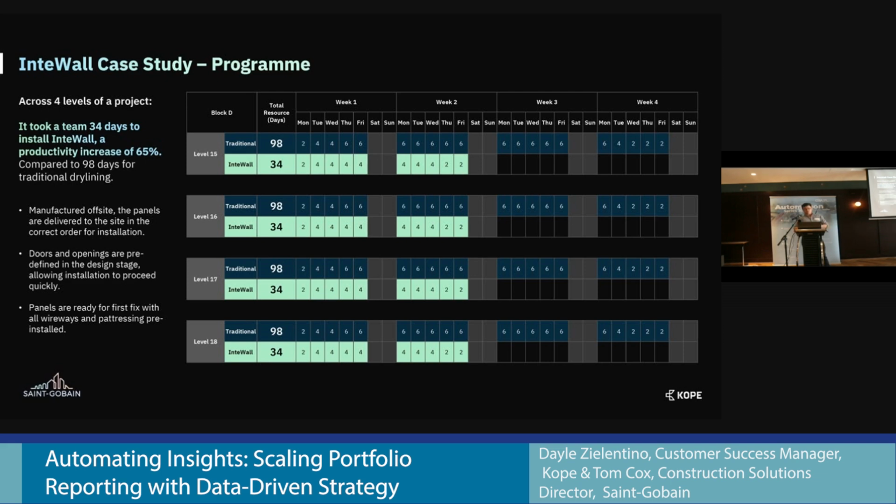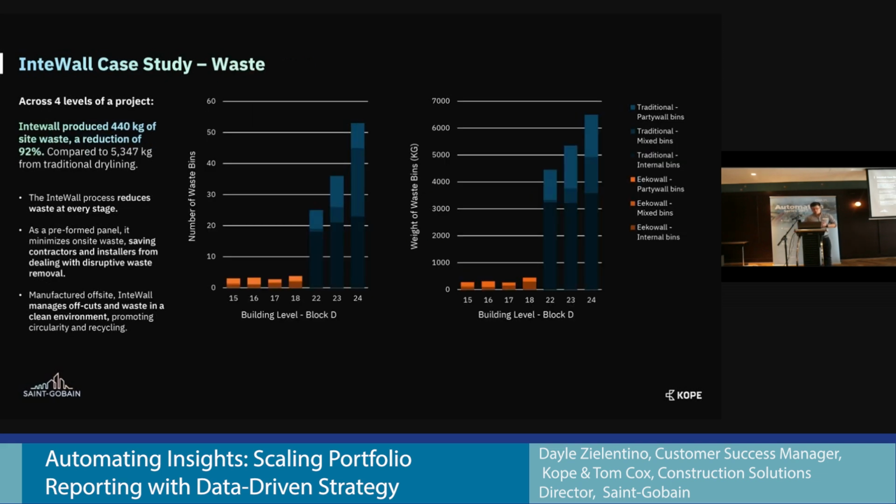If you come down to wastage though, this is where it's phenomenal. So looking across the floor, the smaller ones are the panelized, just to make that very clear. This is the number of bins and wastage on site. It is a huge reduction, 92% measured waste going to landfill and having to be recycled down the line, compared to traditional dry lining on the right-hand side.